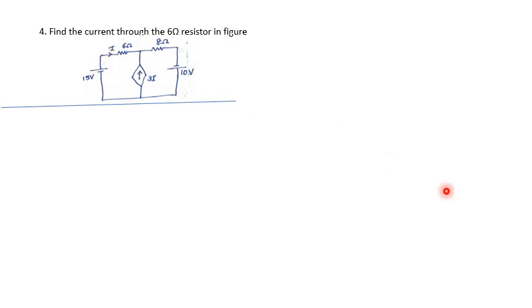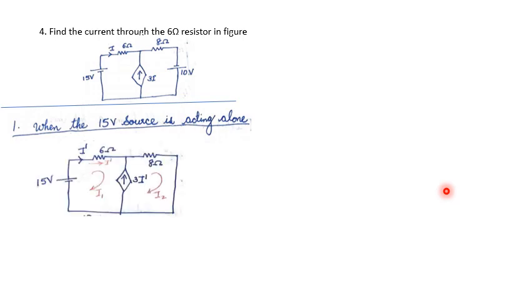Now, the first step is to consider the 15 volt source acting alone. So the circuit will come like this, and here I dash is the current flowing through the 6 ohm resistor. So the source changes from 3I to 3I dash, because in this circuit the current through the 6 ohm resistor is I dash. Now our aim is to find I dash. In order to find I dash, we are using supermesh analysis.